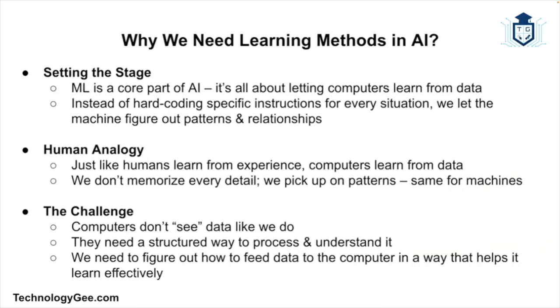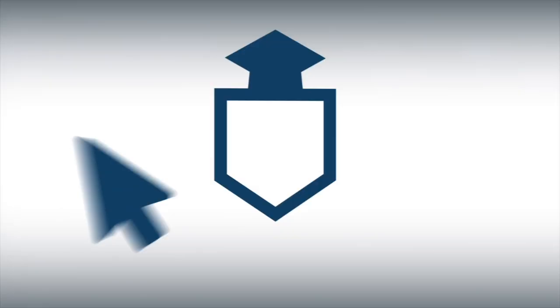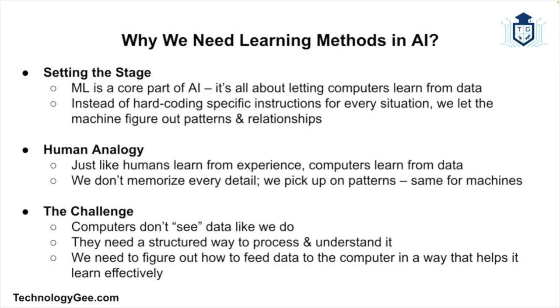First things first, why do we need learning models in AI? Before we dive into the differences, let's get one thing straight. Machine learning, which is a core part of AI, is all about letting computers learn from data. Think of it this way. Instead of writing a specific set of rules for everything a computer should do, we let it learn patterns from data, just like we humans learn from experience. But how do we present that data to a machine? That's where these three learning methods come into play.